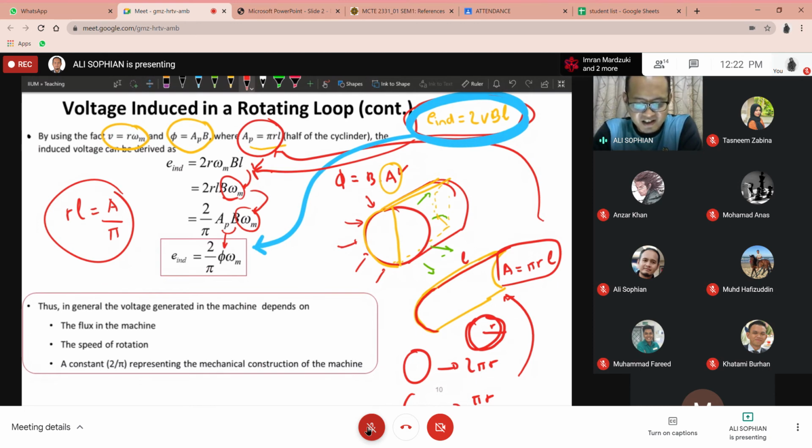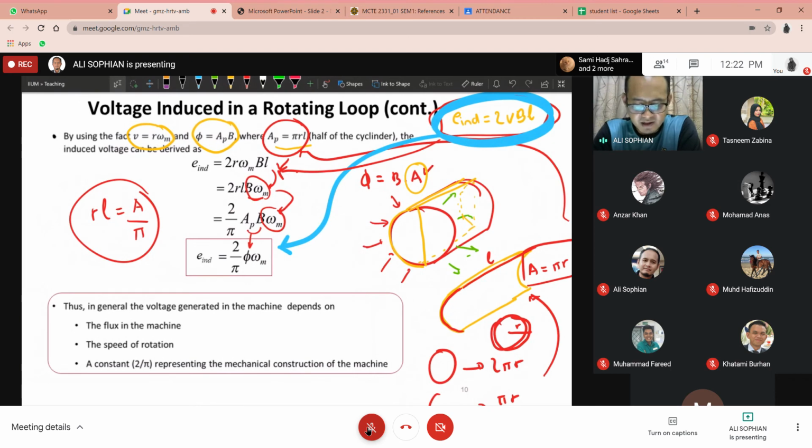Okay, and why is it important to get it into this form? Because of the explanation shown in the box below. This will be similar later on when we look at the four-loop and the more realistic machine. The equation will be of the same or similar form as what you see here. Induced voltage is equal to 2 over pi times the flux. Sorry, did I say torque? It's supposed to be flux. This is not torque, but this is flux. Sorry, 2 over pi times flux times omega m, angular speed.